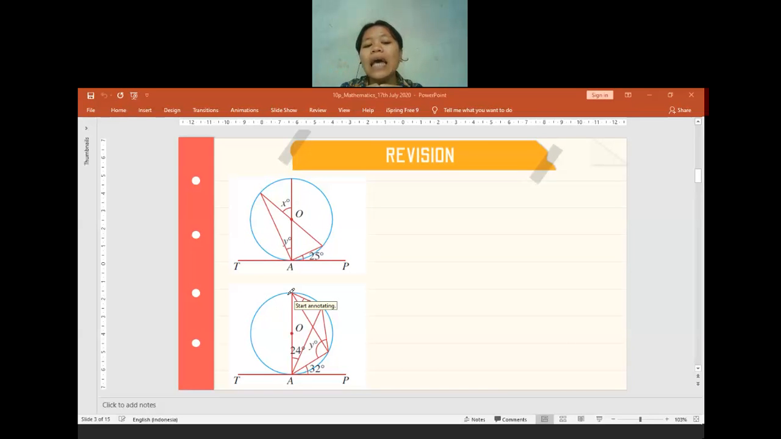So this is at which point that is 90 degree? Okay, before I go to that, which line can I call as a tangent line? A is a point. So which line is the tangent line? TP. Yeah, TP. Line TP is the tangent line.